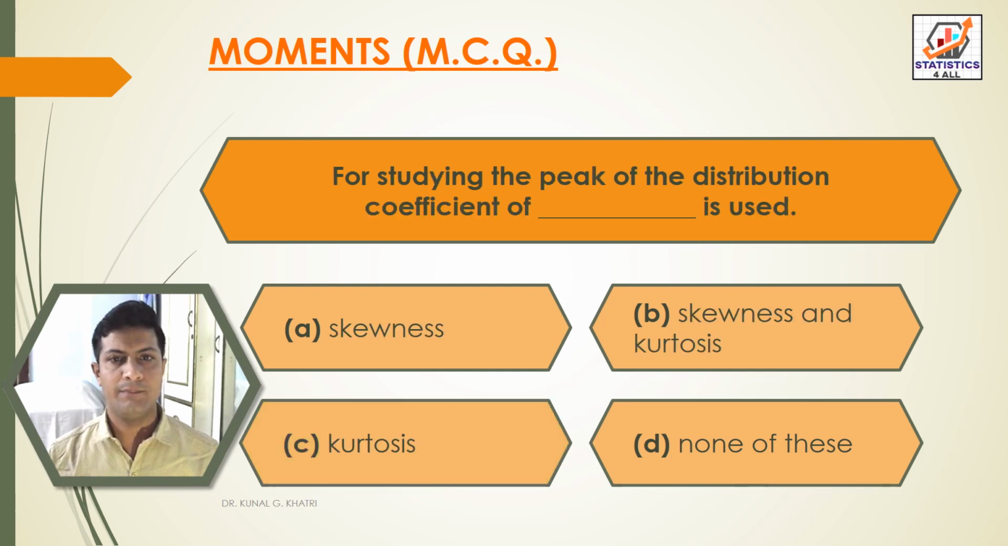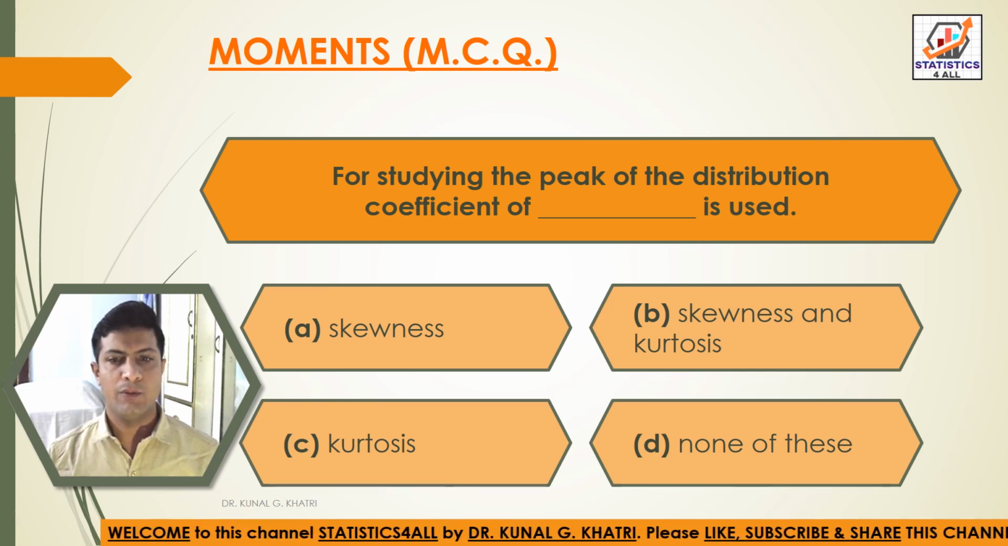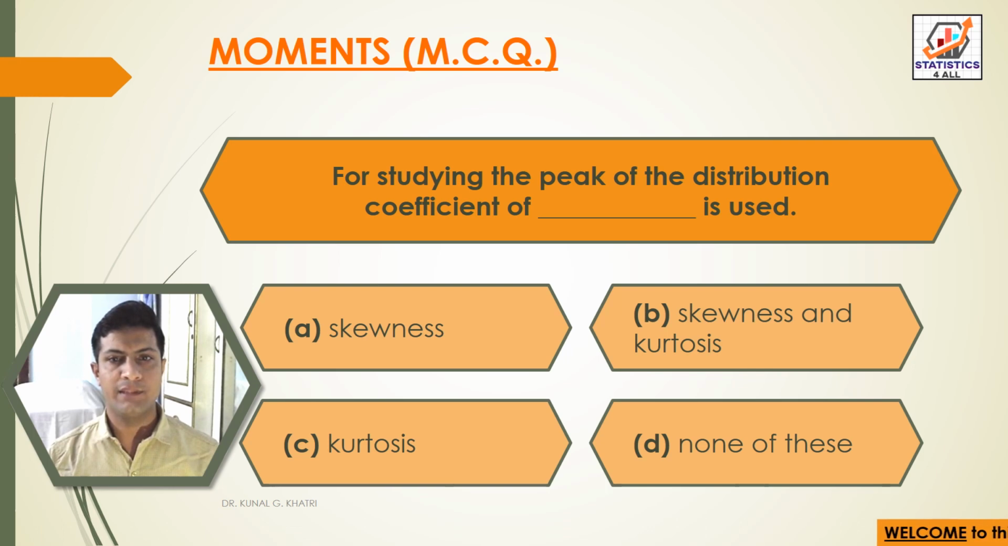Next question. For studying the peak of the distribution, coefficient of dash is used. Option A skewness, option B skewness and kurtosis, option C kurtosis, option D none of these. So here we have answer option C kurtosis. For studying the peak of the distribution, coefficient of kurtosis is used.